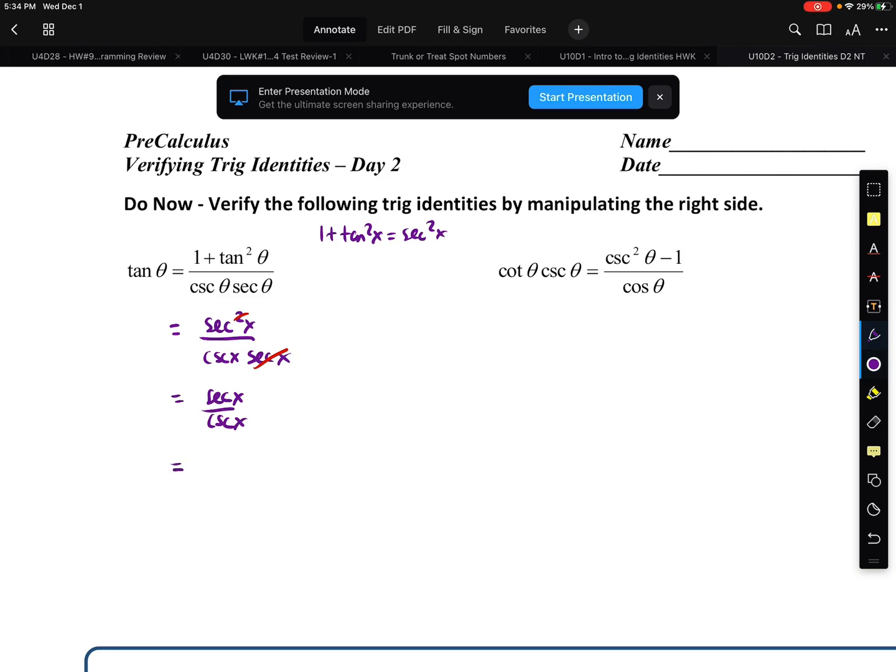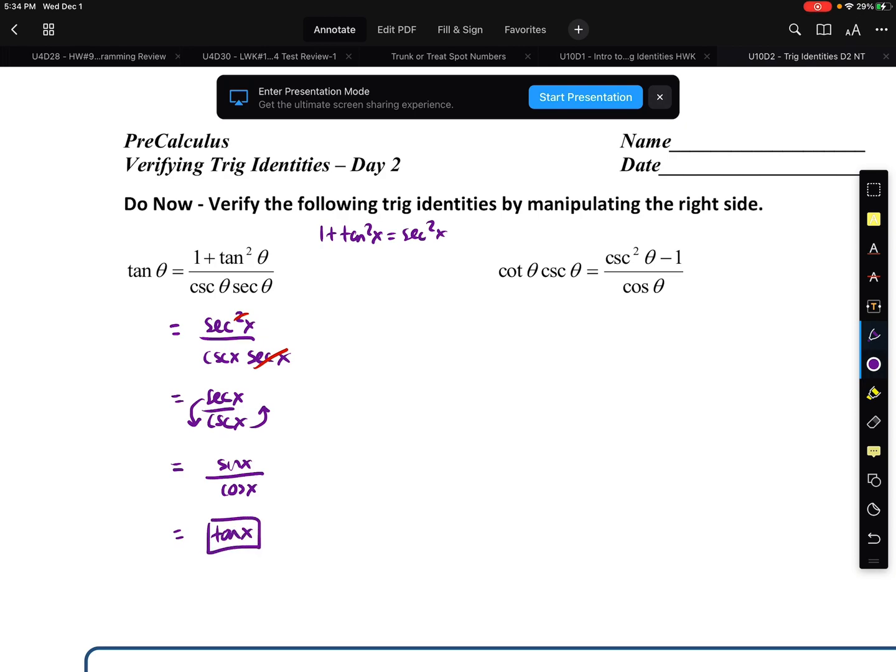Right? What can I do now? I can move up my cosecant, and when I move up my cosecant, it becomes a sine. I can move down my secant. When that comes down, it becomes a cos. So sine over cos is tan. And this is one way to do it.